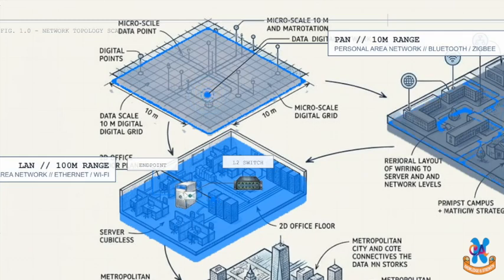Network. Push that radius to cover an entire city, approximately 5 to 50 kilometers, and you establish a MAN, or Metropolitan Area Network. The largest scale is the WAN, or Wide Area Network. This spans across countries and continents, forming the backbone of the Internet.